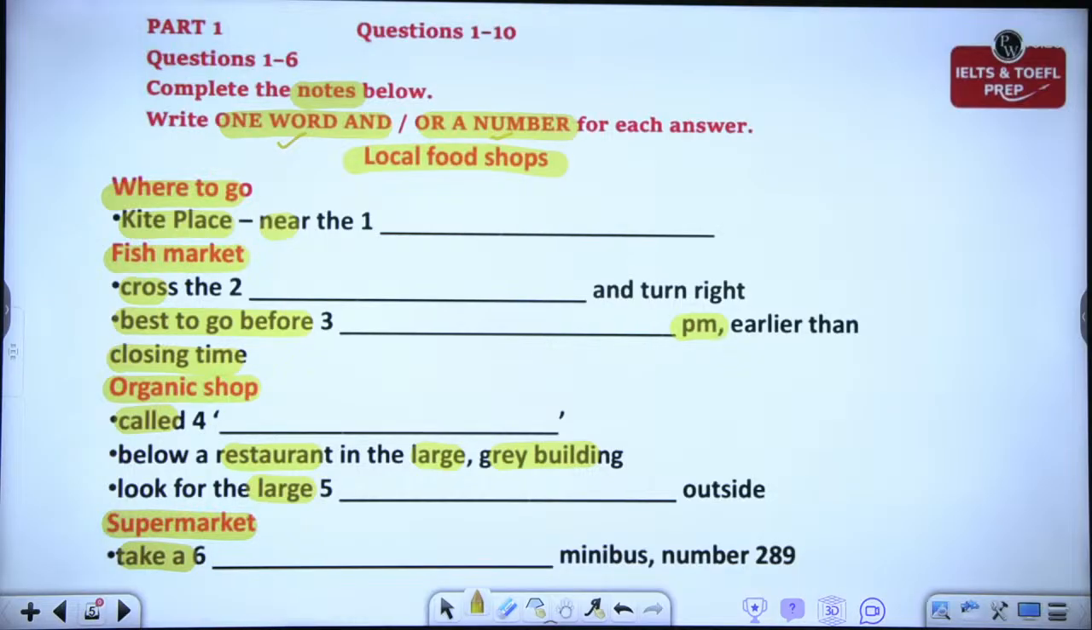Now listen carefully and answer questions 1 to 6.